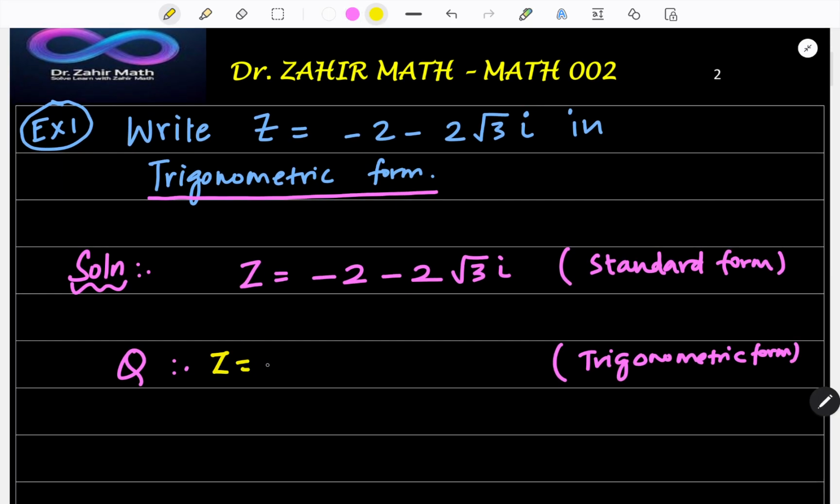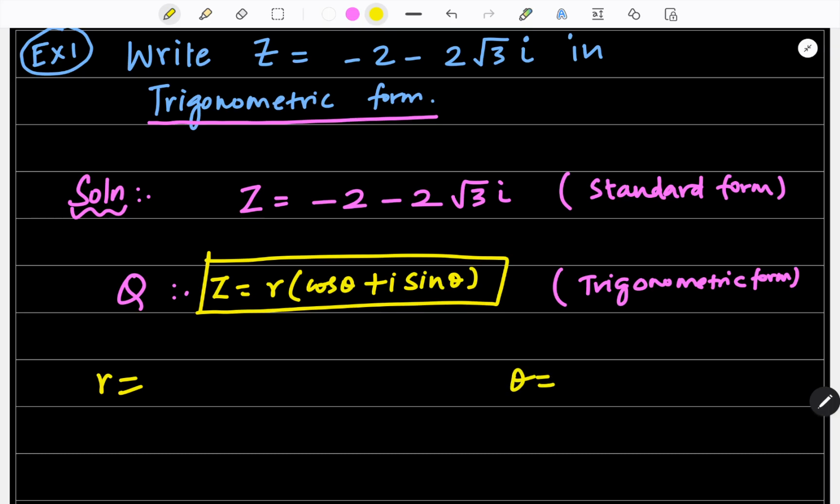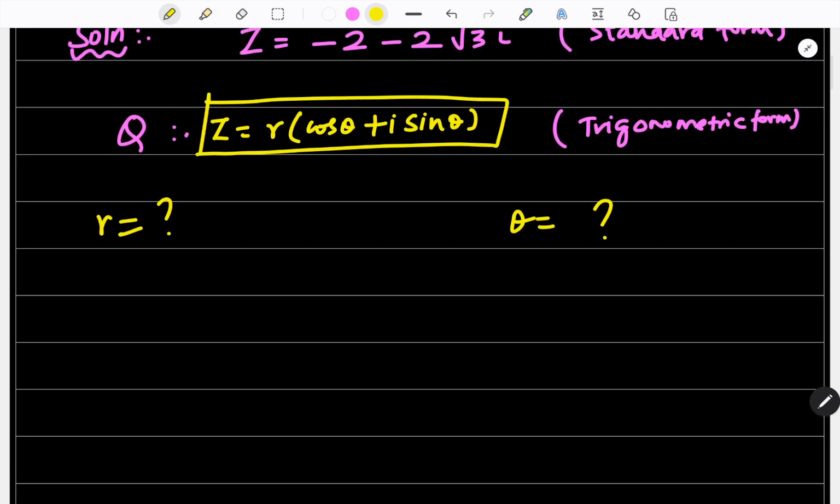Trigonometric form is z equals r (cos theta plus i sin theta). This is the formula. So what are the things I need to find here? I need to find r and I need to find theta. Keep that in your mind.